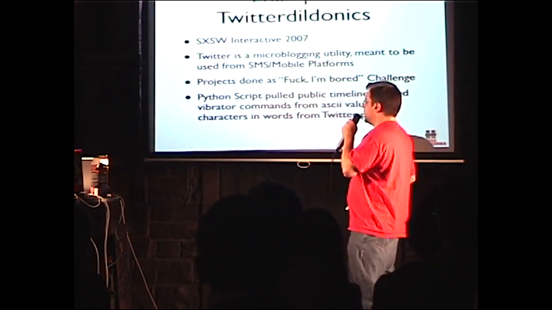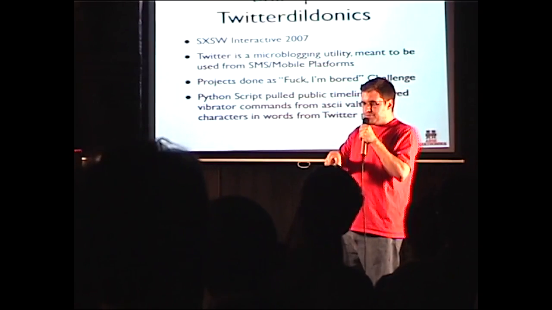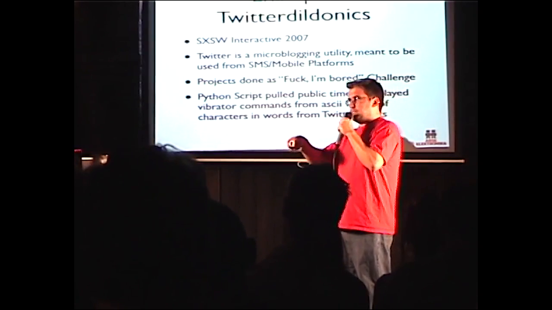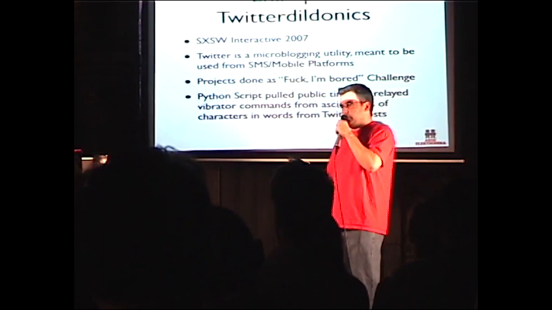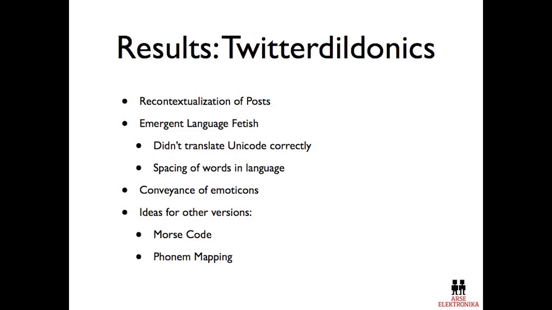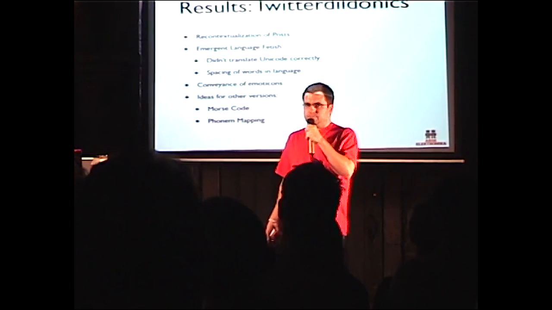So the funny thing was, we got all sorts of emergent properties out of this. What would happen is it would vibrate for 1 second per character and take the value of that character to set the vibration speed, 0 being the lowest, 255 being the highest. So first off, we got the recontextualization of posts, which was the fact that you were sitting there with a vibrator going to someone talking about having just made tuna helper.